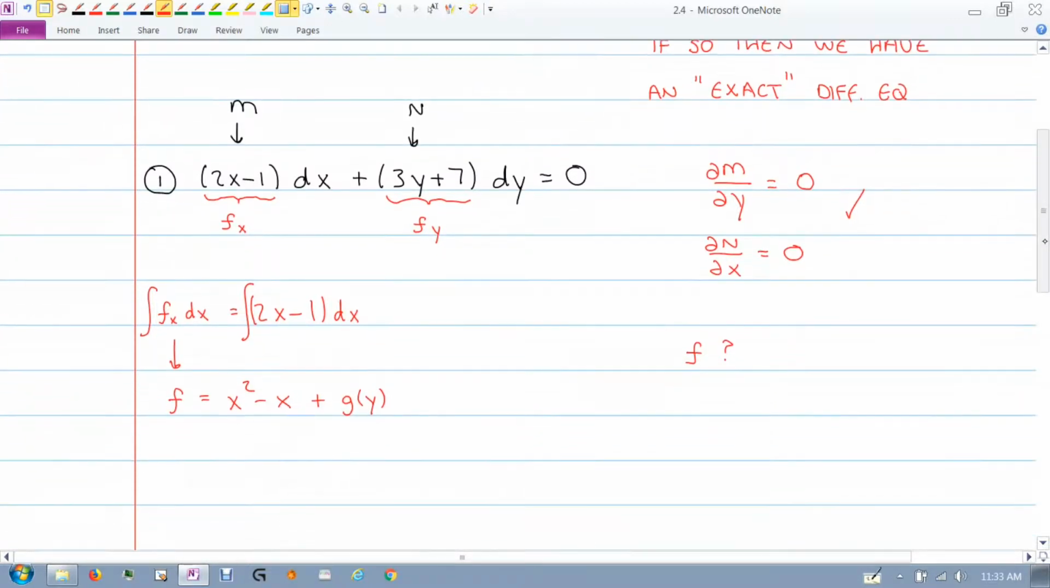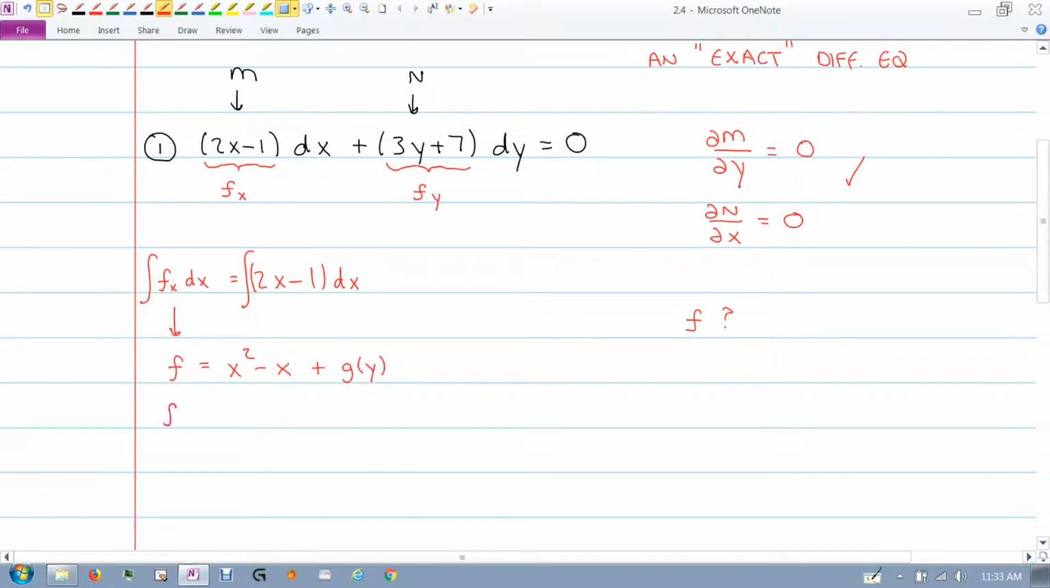All right, so now what we do is we differentiate that with respect to y. And what we get is, well, that's 0, minus that's 0, and then plus, now the derivative of this with respect to y is just g prime of y. But we need that entire line, whatever that turns out to be, to be equal to this. So since these are zeros, we can ignore them, which means that g prime of y must equal 3y plus 7.